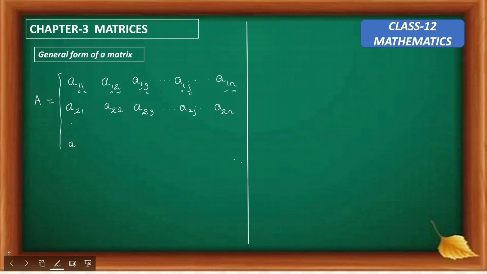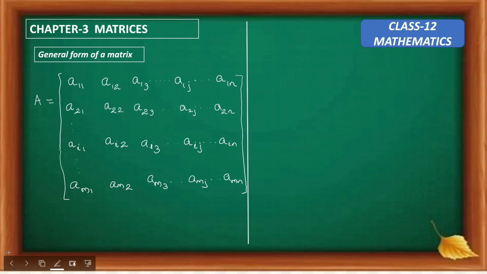Then somewhere we can write ai1. What does ai1 mean? It is the ith row and first column. ai2 is the ith row and second column. ai3, etc. aij means ith row and jth column. ain, am1, am2, am3, amj, amn. This is the general form of a matrix.